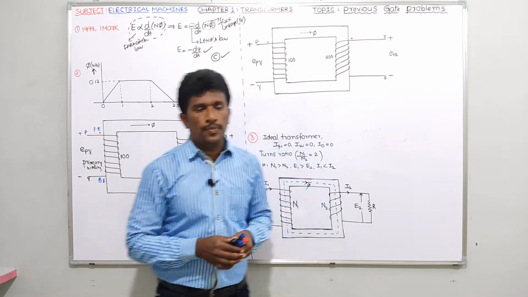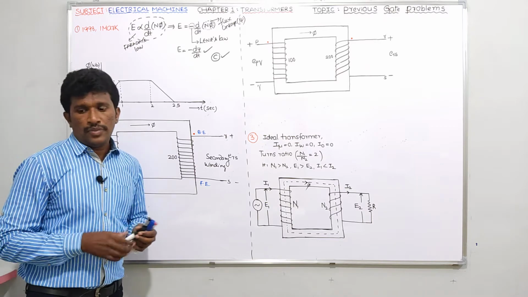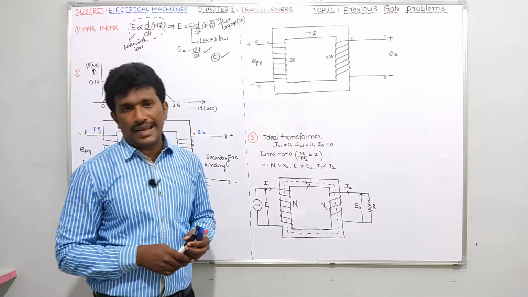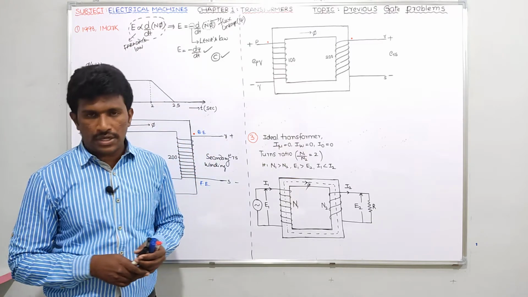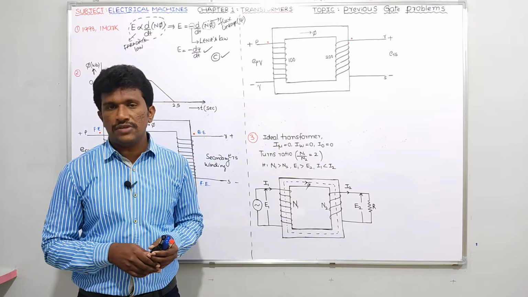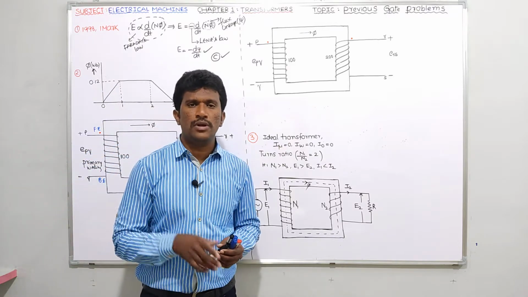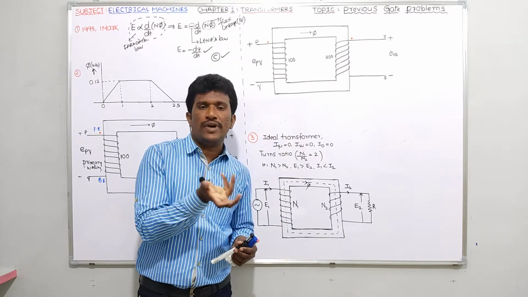Now let me see question number 1. It was asked in GATE 1998 for 1 mark, guys. The laws of electromagnetic induction, in bracket Faraday's and Lenz's law, are summarized in the following equation. Very simple. He is asking indirectly, what is the equation which contains Faraday's law and Lenz's law?